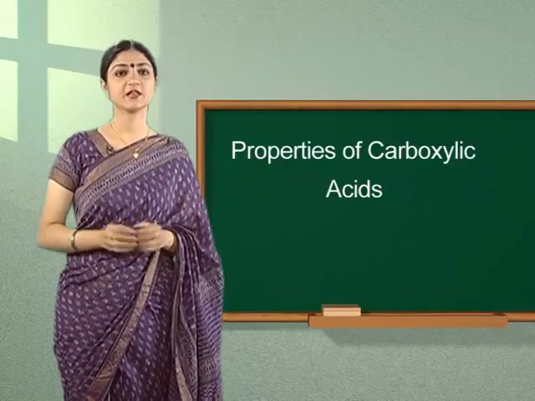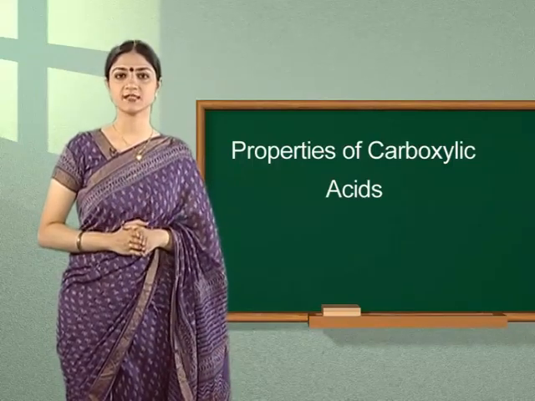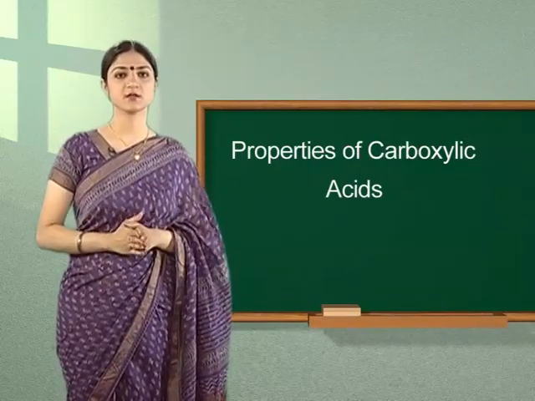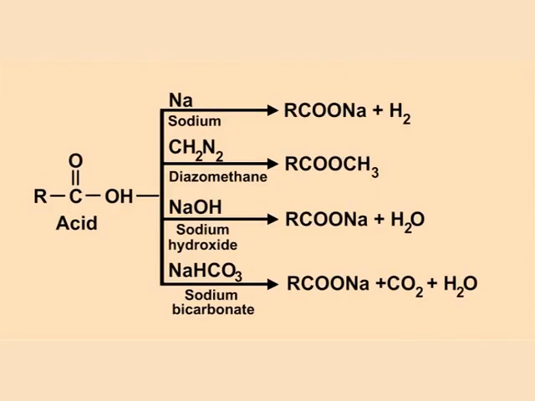Dear children, today we have learnt about the chemical properties of carboxylic acids. We first learnt about the reactions involving the hydrogen ion of the acid, in which the O-H bond of the carboxyl group breaks to release hydrogen ion. Acid reacts with highly reactive metals such as sodium, and with alkalis such as sodium hydroxide and sodium bicarbonate, to form salt, and acids react with diazomethane to form ester.